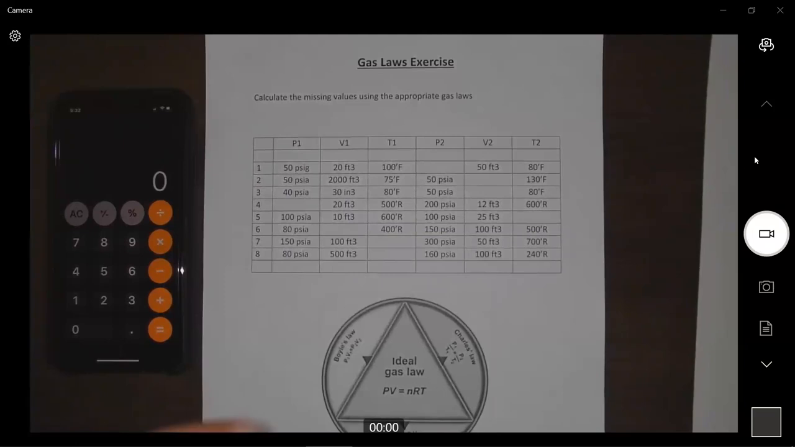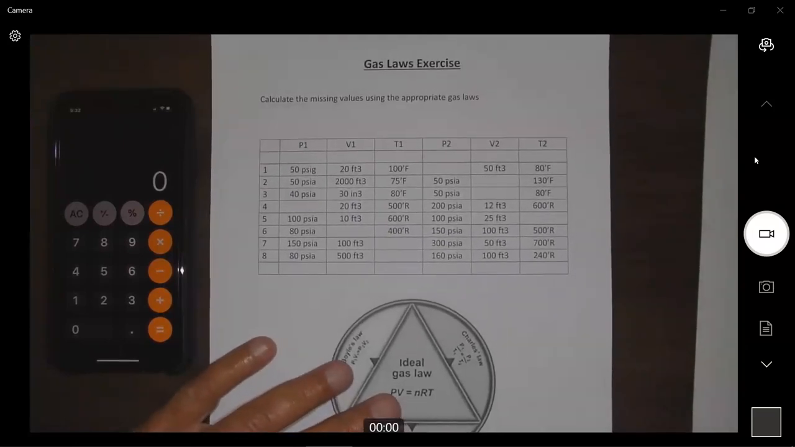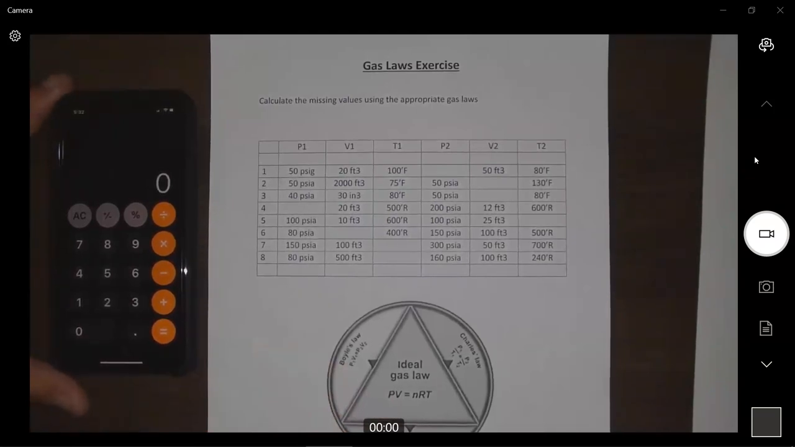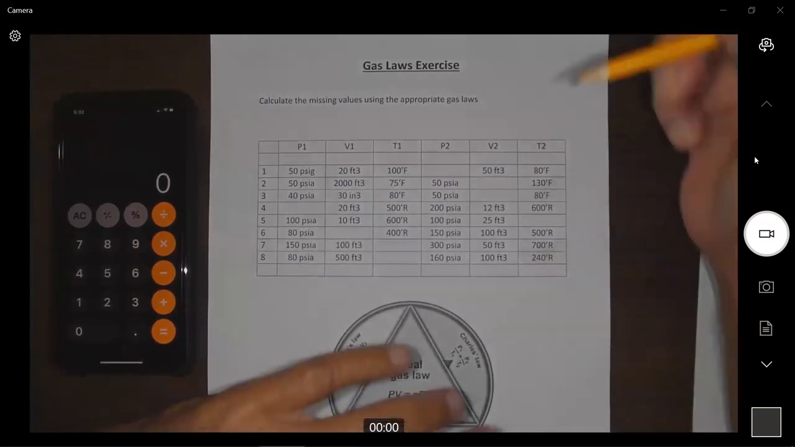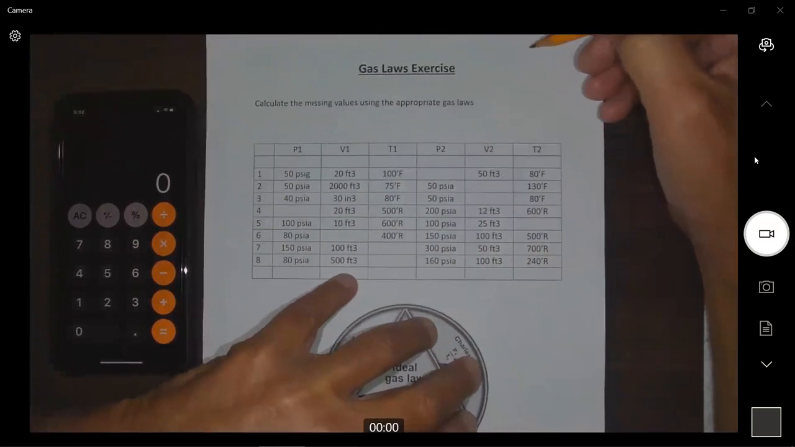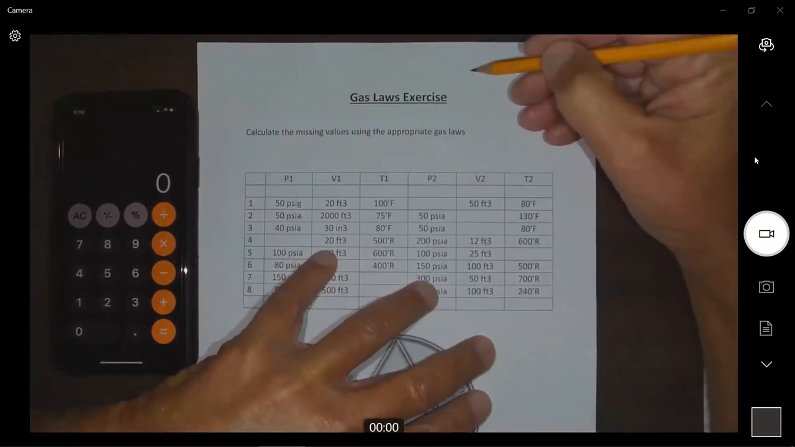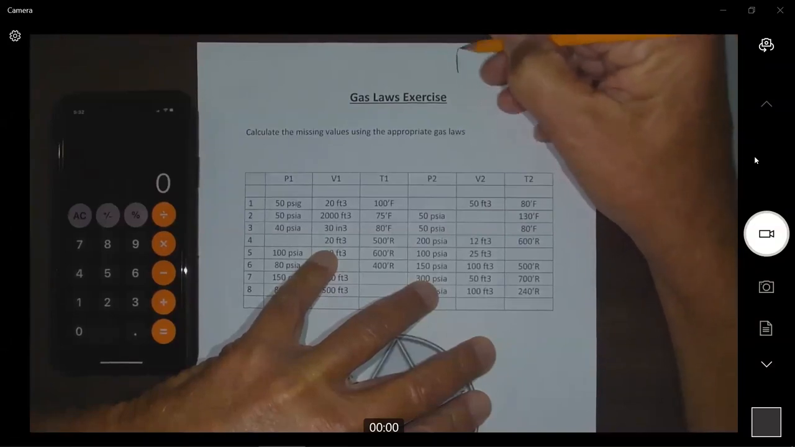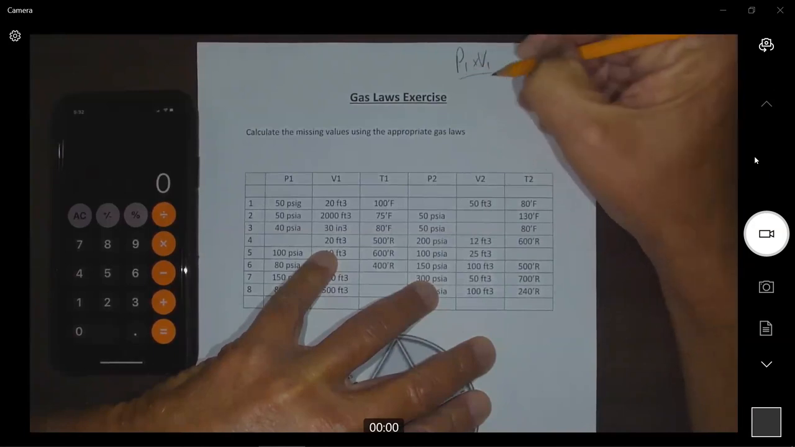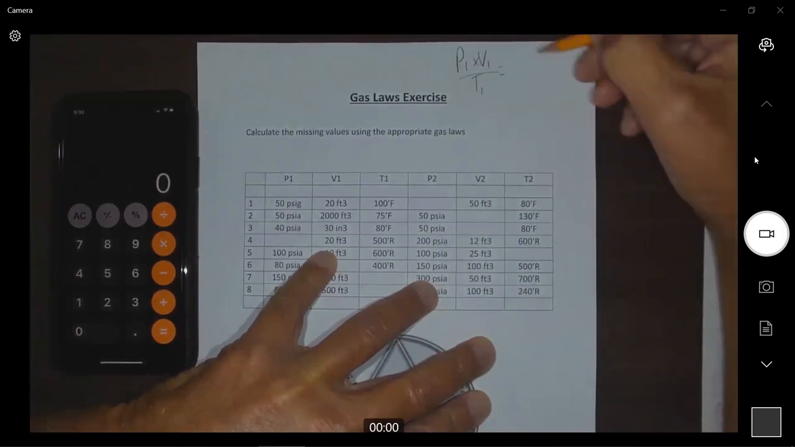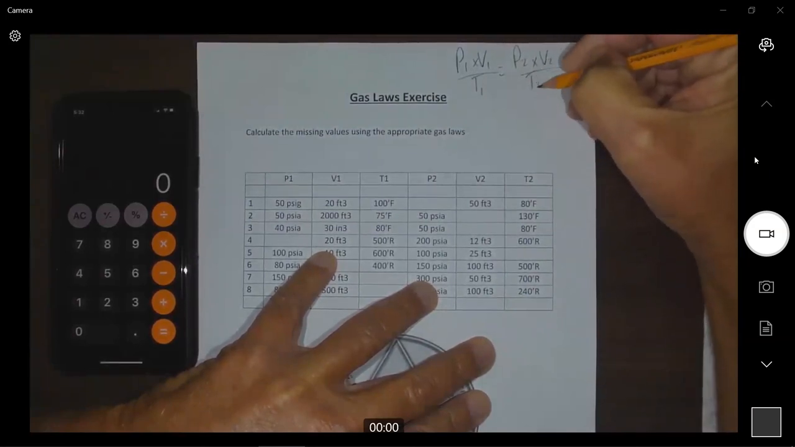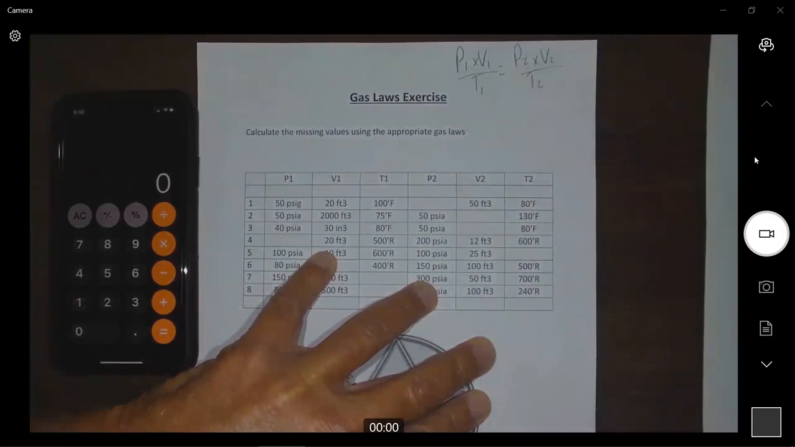Spend a few minutes going over the gas laws exercise, filling in the blanks. Before I start, I'm going to put a couple of notes on my sheet. First one being P1 times V1 over T1 equals P2 times V2 over T2, the gas law formula.